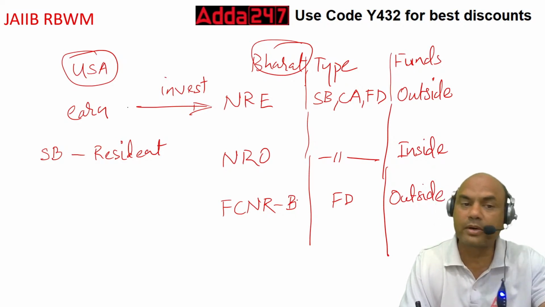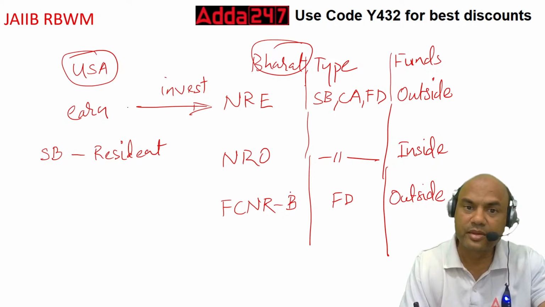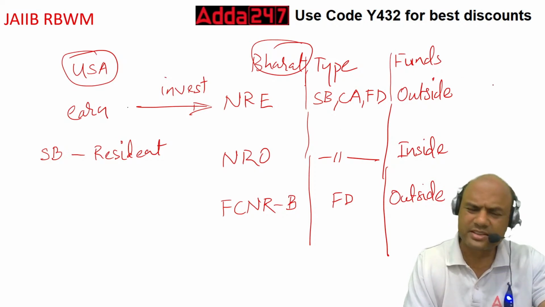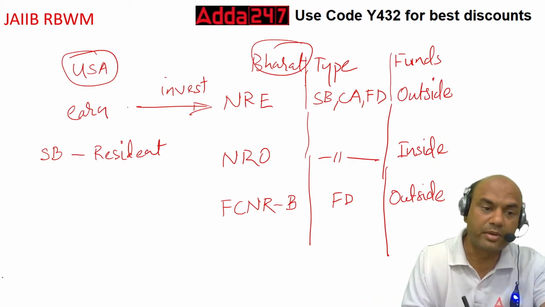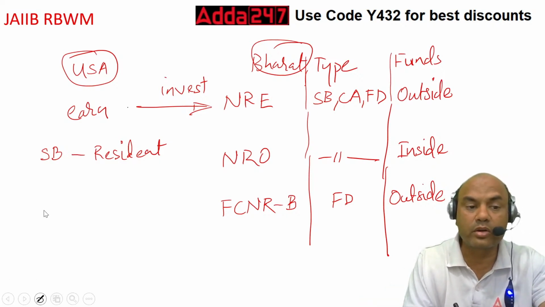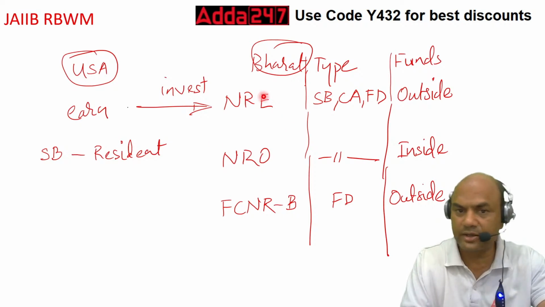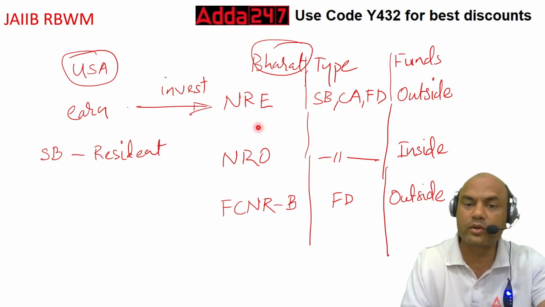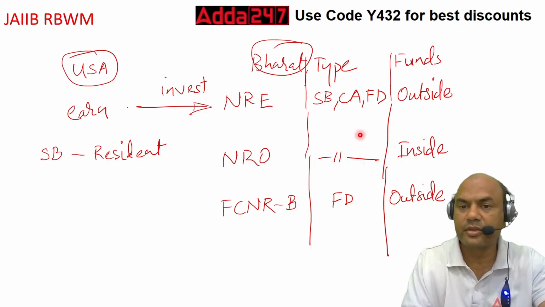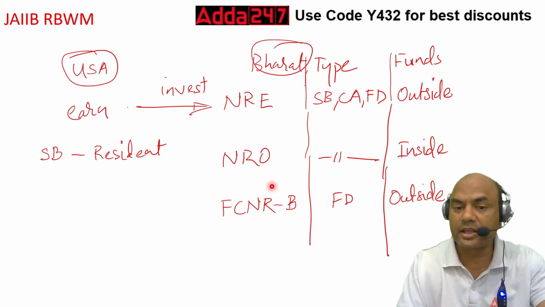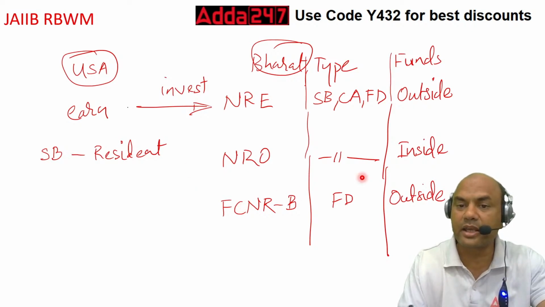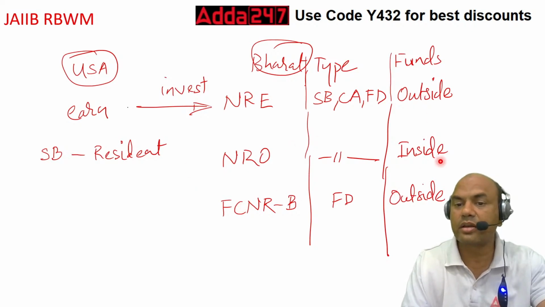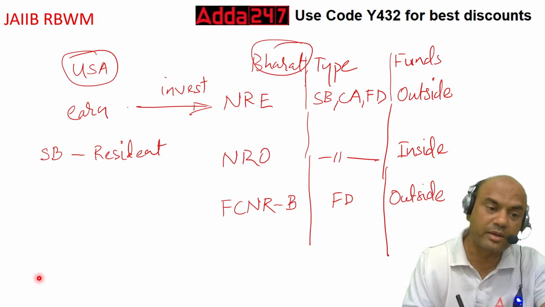In FCNR, no power of attorney is allowed. So, there are many others, but this was the main difference which I wanted to highlight, because many of us are not conversant with these accounts, right? So NRE, NRO can be saving, current, FD. FCNR can be only FD. Funds in NRE and FCNR can be from outside, or what does outside mean here?